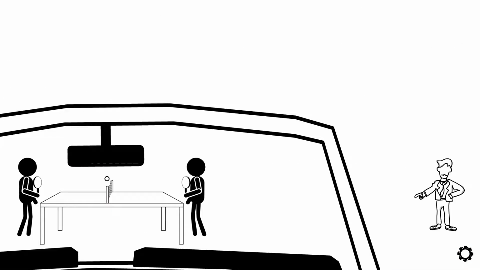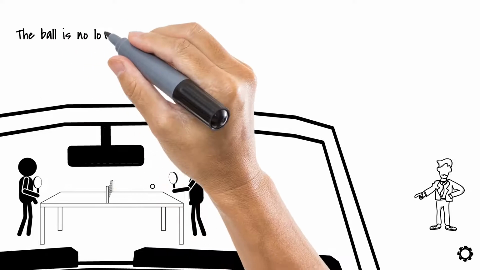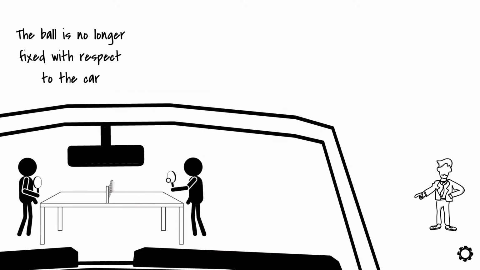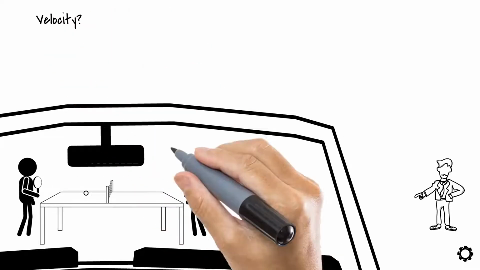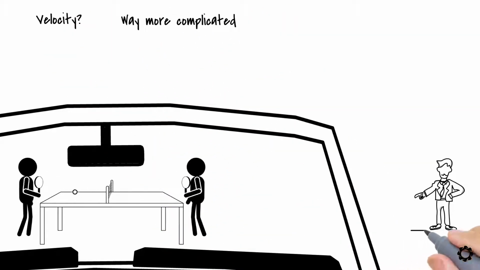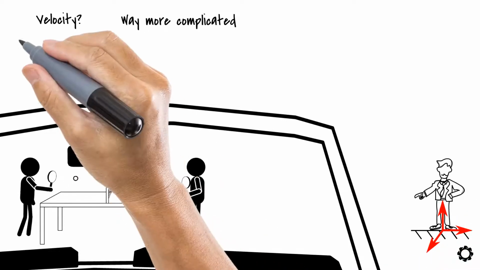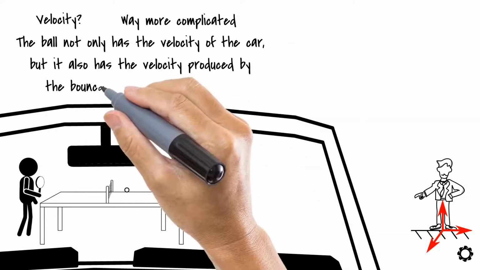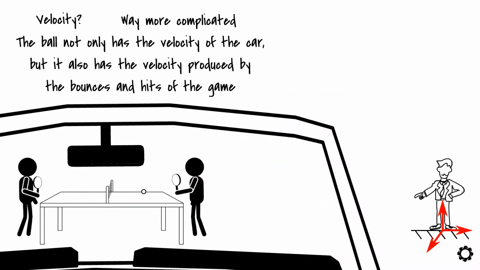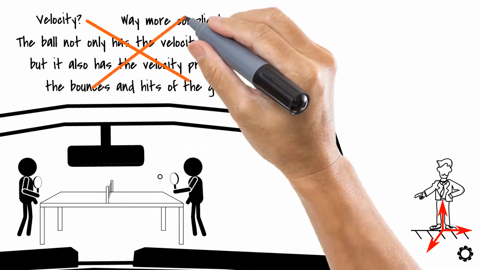Now, the passengers started playing ping pong. The ball is no longer fixed with respect to the car, meaning in the pocket of the passenger. How do you tell the velocity? It is clear that it becomes way more complicated trying to define the velocity from your standing point, the origin. The ball not only has the velocity of the car, but it also has the velocity produced by the bounces and hits of the game. You try to estimate this velocity from your place, but there is no way it can be done.